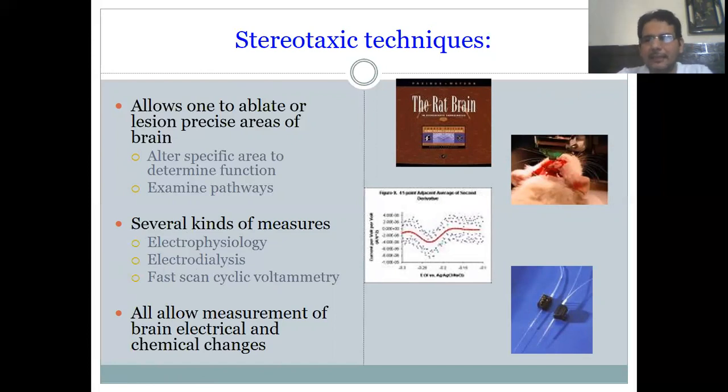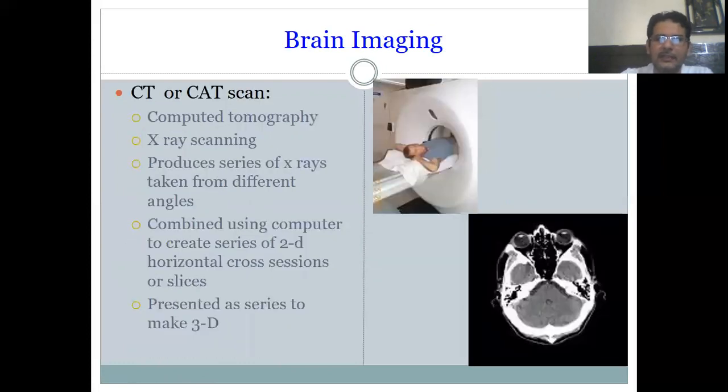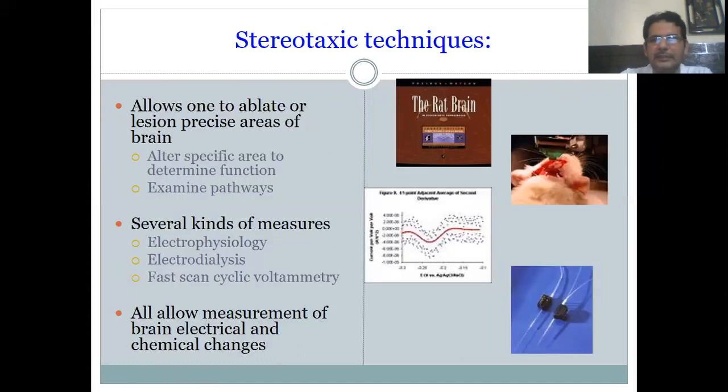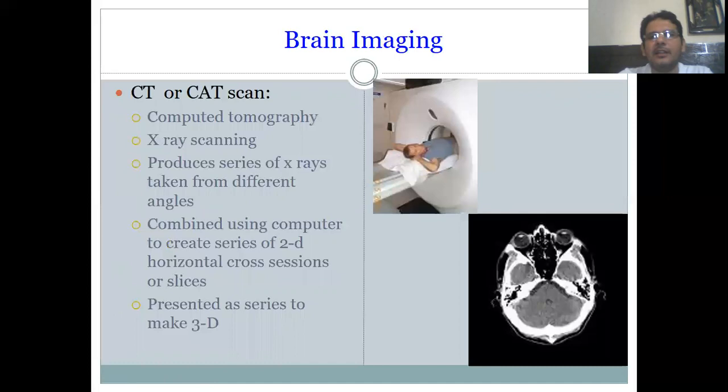We can take the sample, we can measure the chemical changes in the brain, we can measure the electrical changes in the brain, we can ablate the function, we can introduce the function, we can activate some neural networks, we can block some neural networks, and hence we can check the brain activity. So these different approaches are being used. Those approaches were stereotaxic, and now we are moving towards brain imaging. There are different brain imaging techniques.